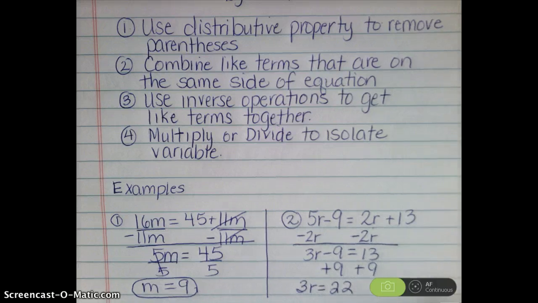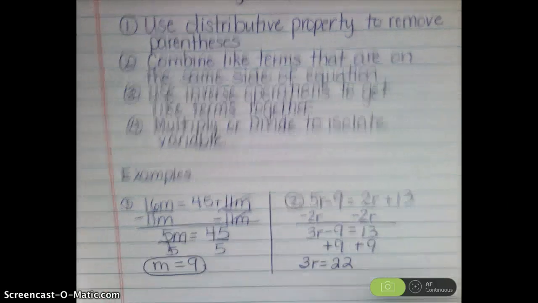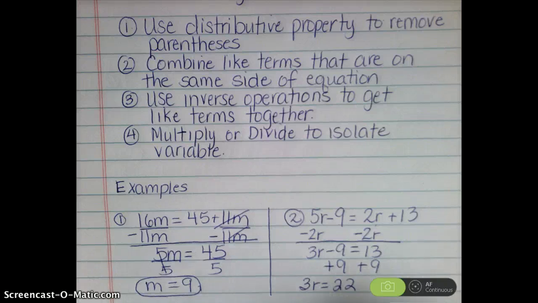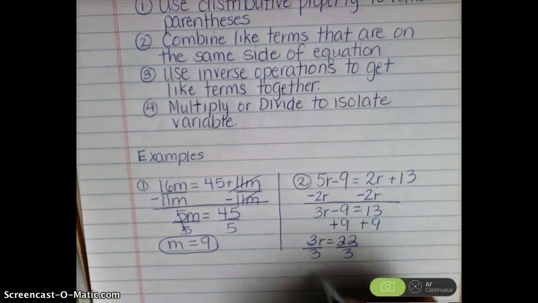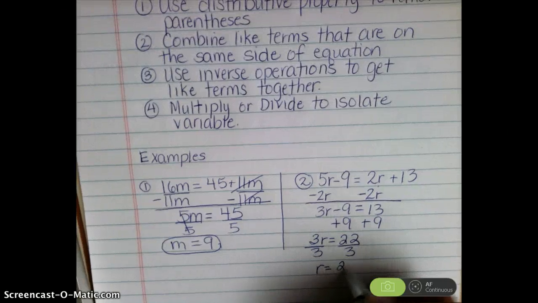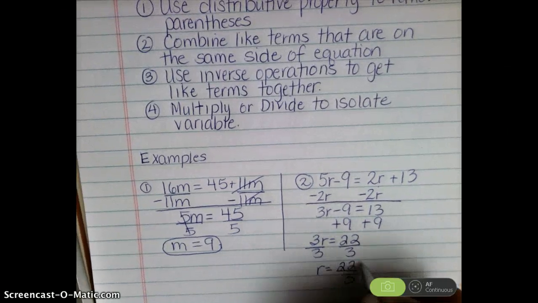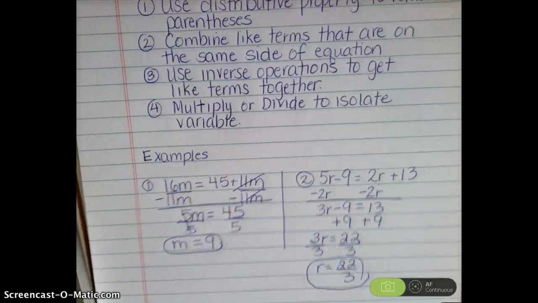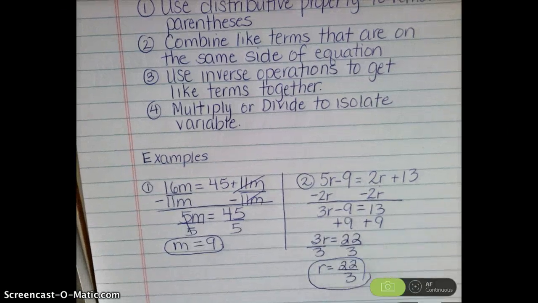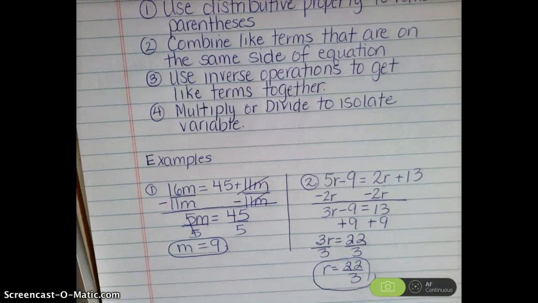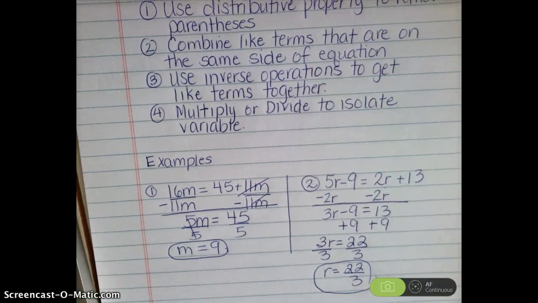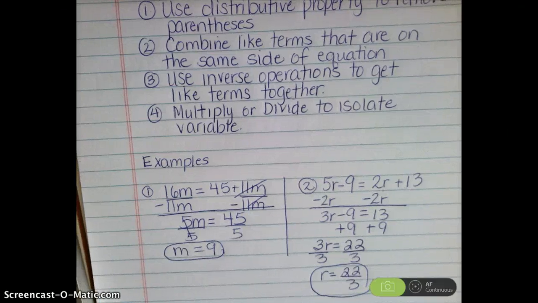And we're going to divide both sides by 3. So divide by 3 and divide by 3. And that's going to give me r equals 22 over 3. All right, now 3 cannot go into 22 an even number of times. Therefore, we just leave our answer as an improper fraction. We don't go through changing it to a mixed number.